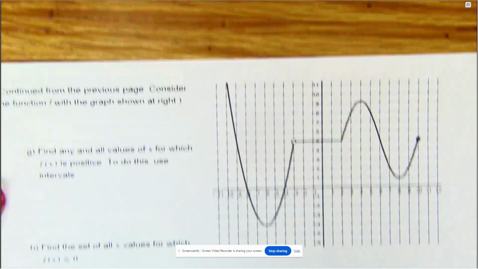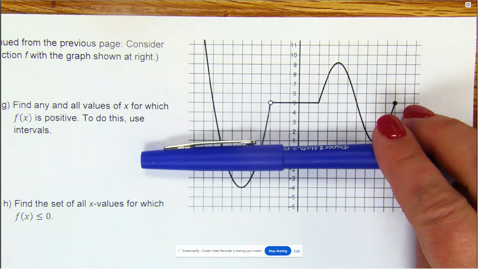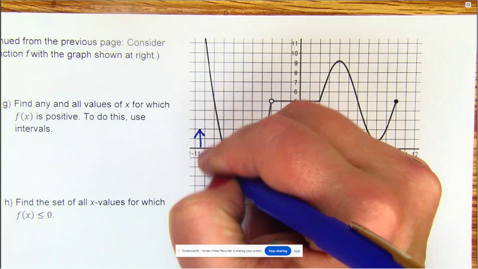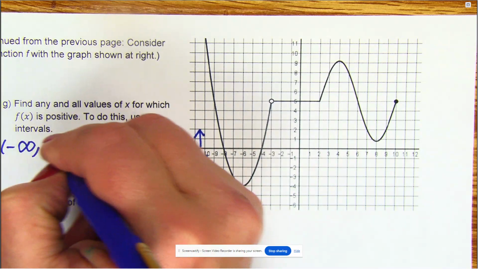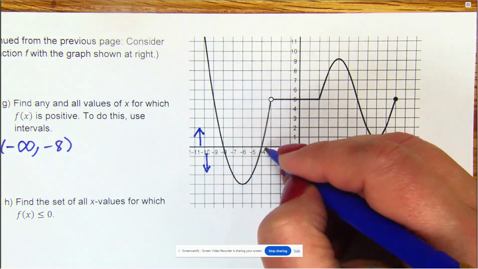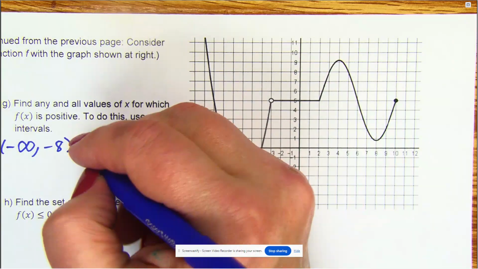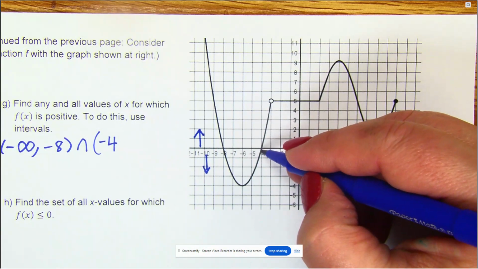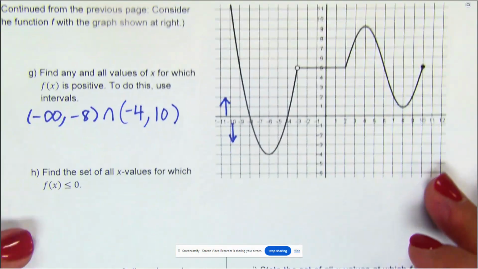Same graph, it says find any and all X values for which F of X is positive. So that's above my pen, right? Anything, this is positive, this is negative. So from negative infinity to negative 8, and then it goes below, and then it's back above from negative 4 to when it ends at 10. So negative 4 to 10.